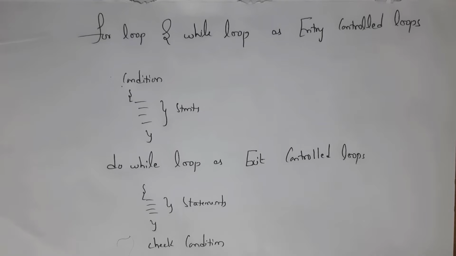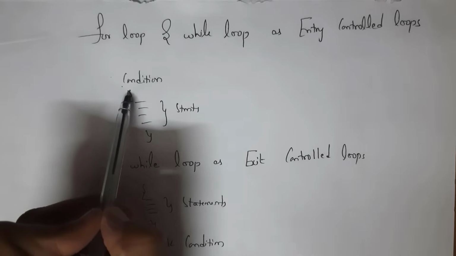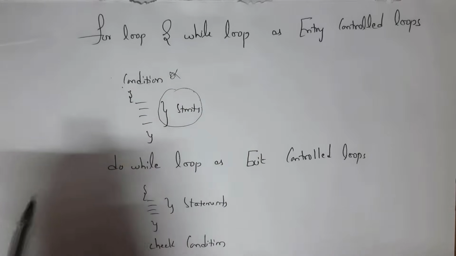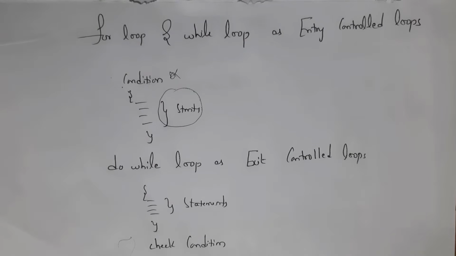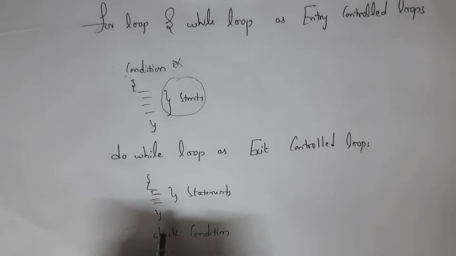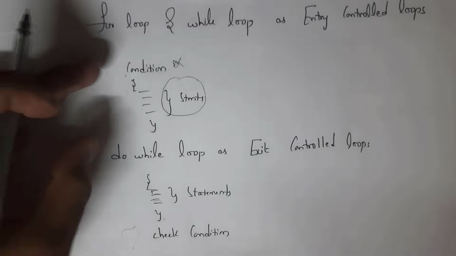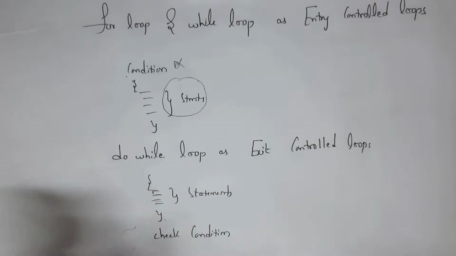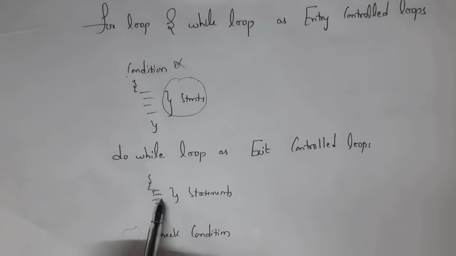We call this for loop and while loop entry controlled loops because at first it will check the condition. Only if this condition is true, then whatever statements are present inside this loop will be executed. If this condition is false, then the statements inside this loop will not be executed. And we call the do while loop an exit controlled loop because at first it will execute the statements, and after that it will check the condition, whether the condition is true or not.